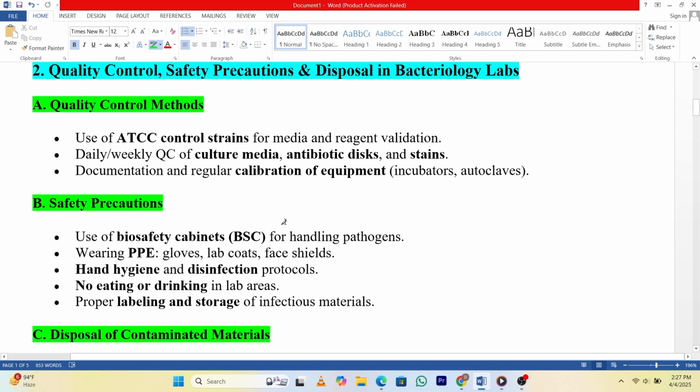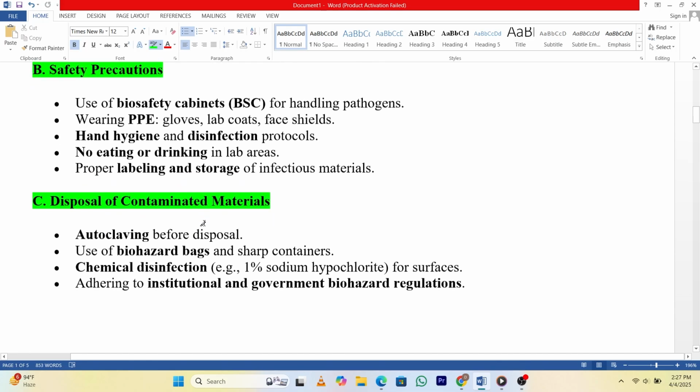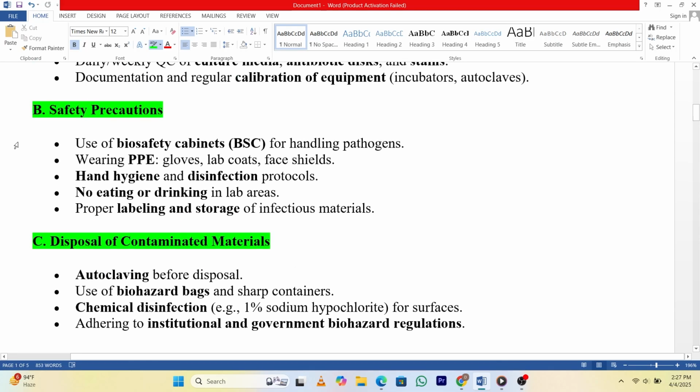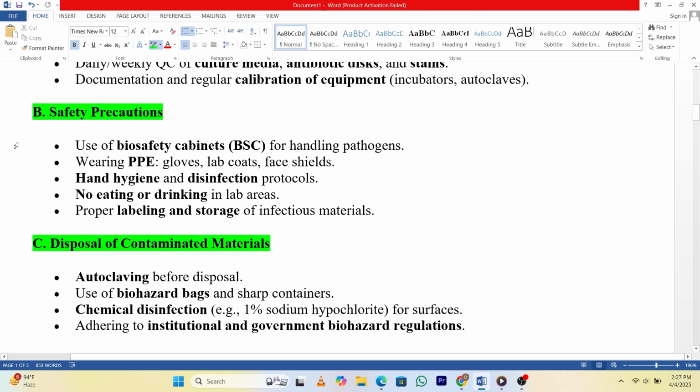B. Safety precautions. Use of biosafety cabinets, BSC, for handling pathogens. Wearing PPE: gloves, lab coats, face shields. Hand hygiene and disinfection protocols. No eating or drinking in lab areas. Proper labeling and storage of infectious materials.